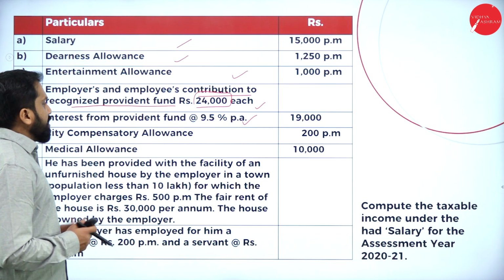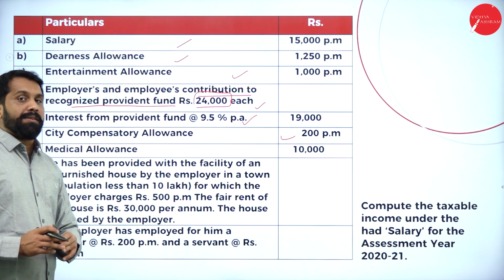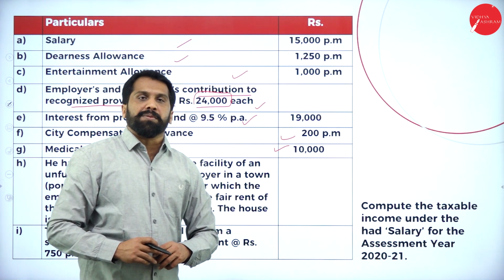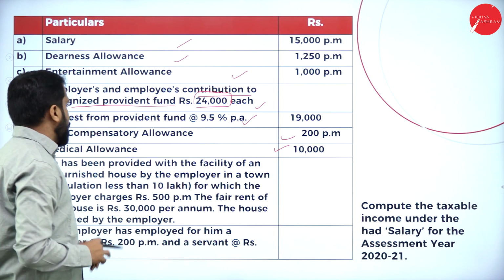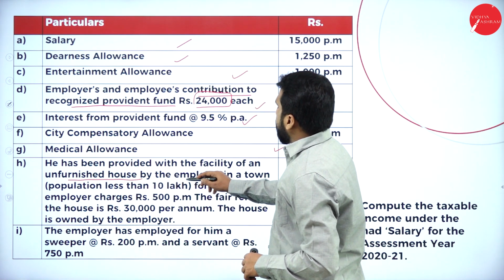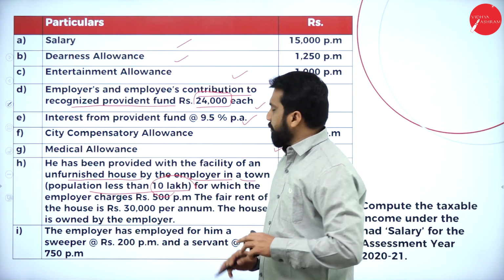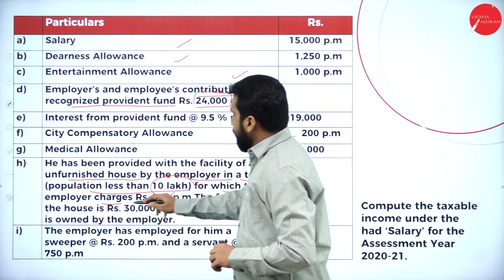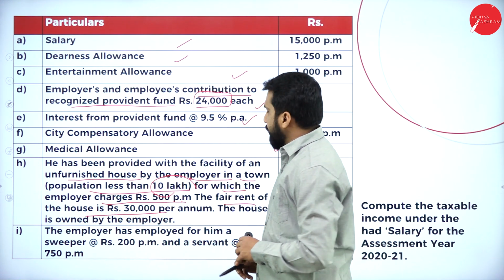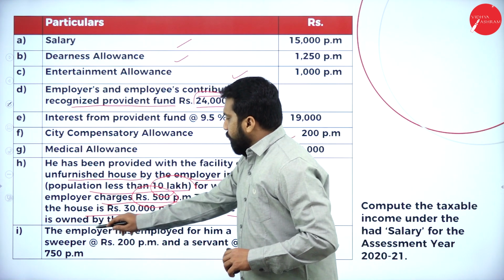Now, city compensation allowance, you know that, 200 into 12, no further calculations. Now, medical allowance, always remember, no exemption for medical allowances. It is always taxable. 10,000 into 12, it is 1,20,000 taxable. Now, he has been provided with the facility of an unfurnished house by the employer in a town with population less than 10 lakh. This is very important. I'll explain. The employer charges rupees 500 per month. The fair rent of the house is 30,000. How much is the employer charging? 500 per month. The house is owned by the employer.